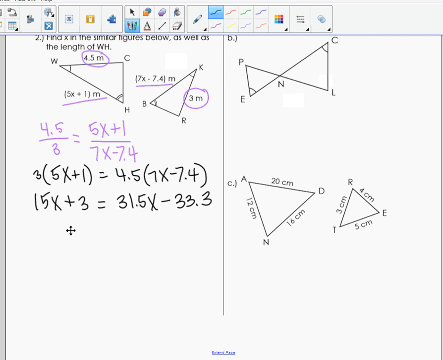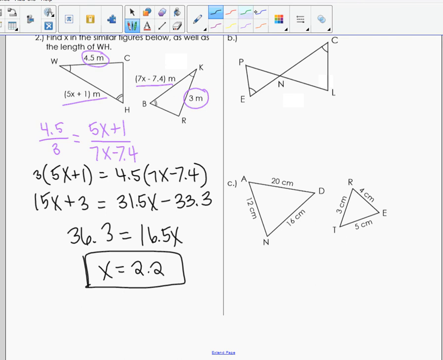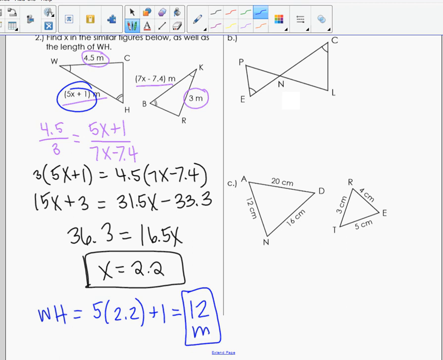X is on one side, constants on the other. You end up with 36.3 equals 16.5x. Sorry, my handwriting's super atrocious. It's the theme of these videos, apparently. We're going to divide, and x ends up being 2.2. Okay, so that's the first part of the question. It says find x. Then it also says find the length of WH. So WH is 5x plus 1 here. So 5 times 2.2 plus 1. WH ends up being 12 meters when you substitute that in.